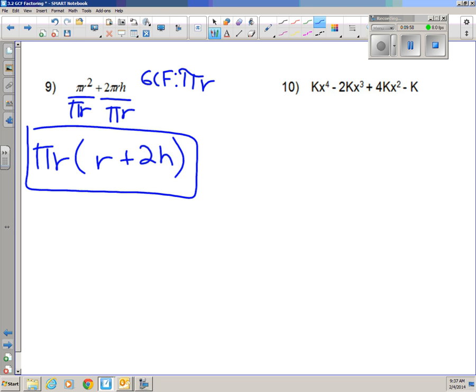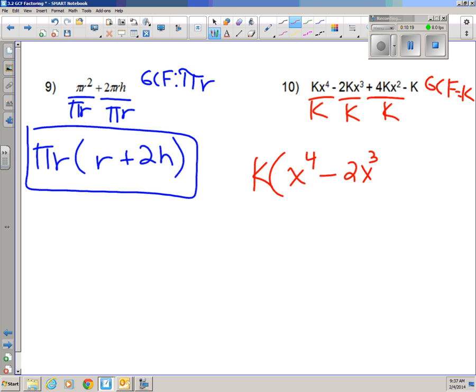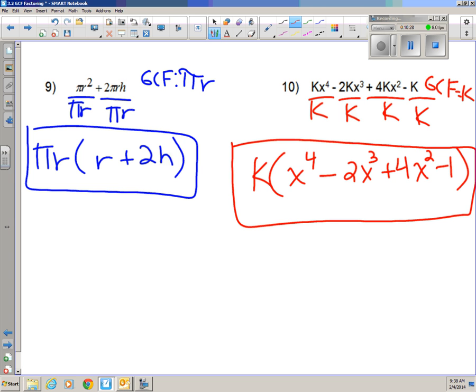GCF of this next one, as I go through, they all have the letter K, but that's all that they share. So my GCF is K. So K comes outside of parentheses, which means x to the fourth is left over. K comes out, minus 2x cubed. K comes out, plus 4x squared. And K comes out, which is minus 1. Don't forget, something divided by itself is not 0. It just happens to be a 1. In this case, it's a minus 1.